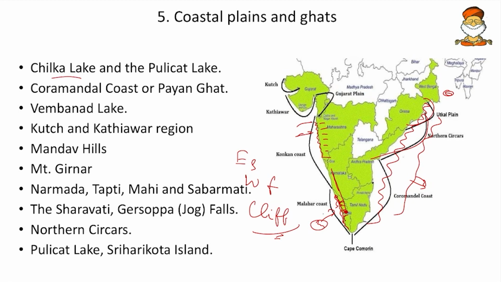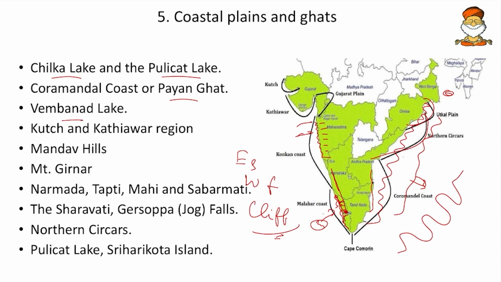That is the Chilika Lake and the Pulicat Lake. So, they are present in the eastern coasts. Then the Coromandel coast and the Payan Ghat. So, in the Coromandel coast we have the Payan Ghats. So, Ghats in North India means the place where we bury or burn the dead people. Okay. So, in South India Ghats means nothing but the hill ranges. So, if you say Ghat sections in South India, it means we have a topsy-turvy curved path to reach the mountain tops.